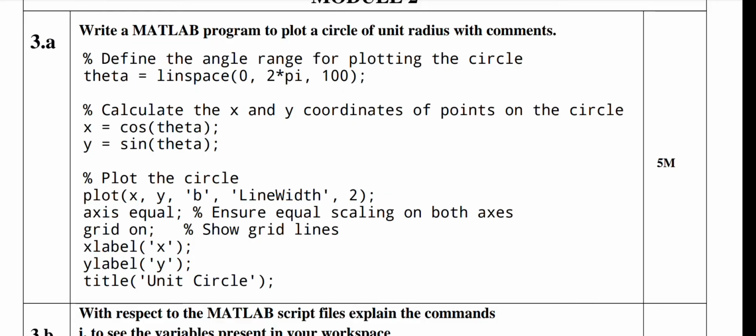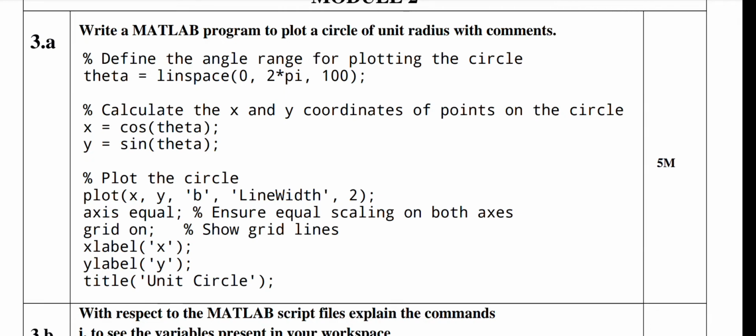Cos theta and sin theta give the x and y coordinates of the points on the unit circle. The unit circle equations are x equals cos of theta and y equals sin of theta. The radius of the circle is cos square theta plus sin square theta equals 1. Then plot the circle: plot of x comma y comma 'b', 'LineWidth' comma 2.